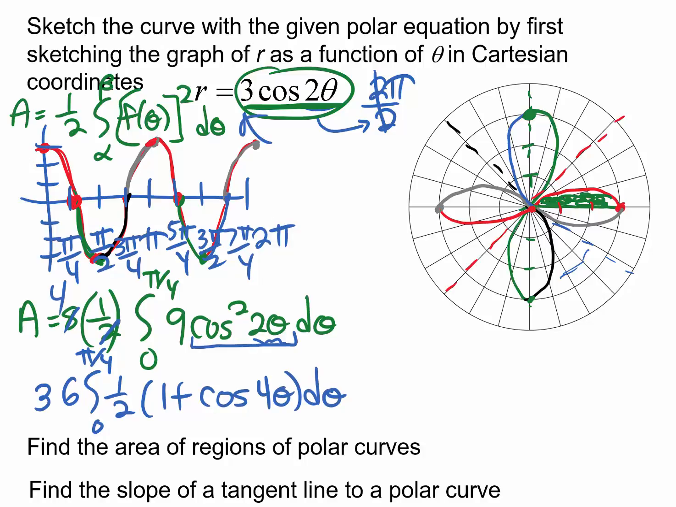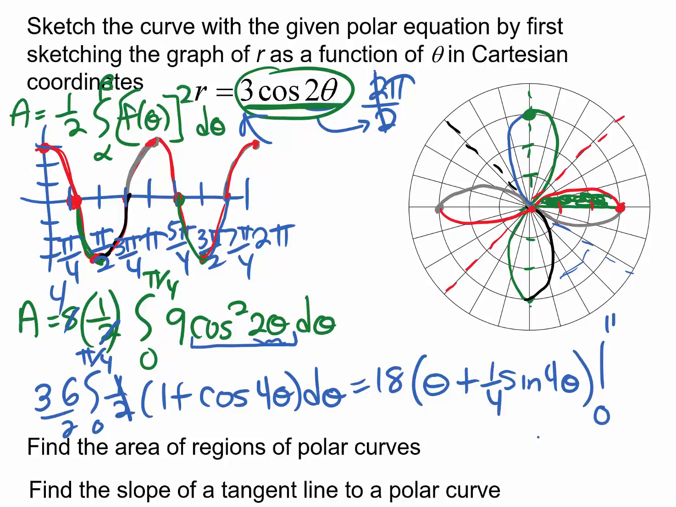Okay, let's go ahead and move the half out in front as well, and so I can get rid of that. So it looks like I'm going to have 18 out in front. Then doing the integral, that's going to be theta plus sine 4 theta, but the chain rule would have generated a 4, so I need a 1/4. And I'm going to evaluate that from 0 to pi over 4.